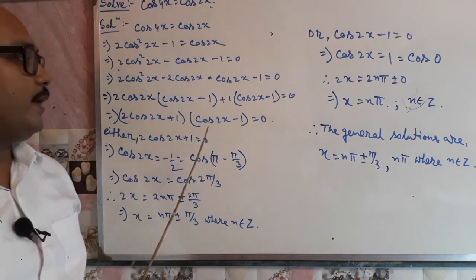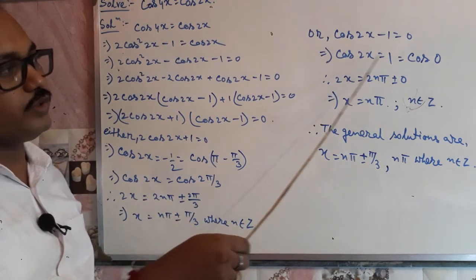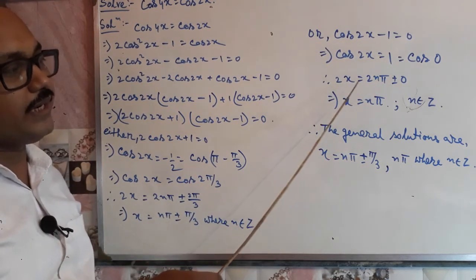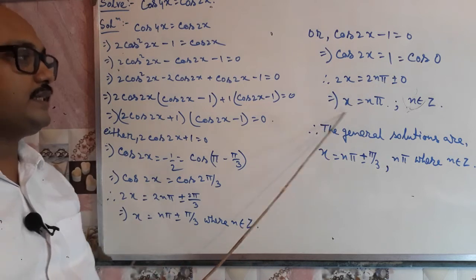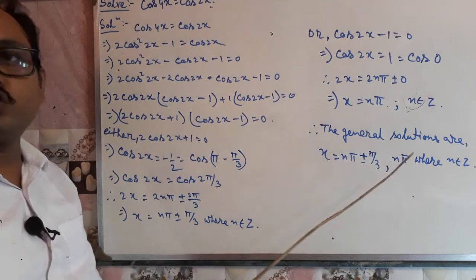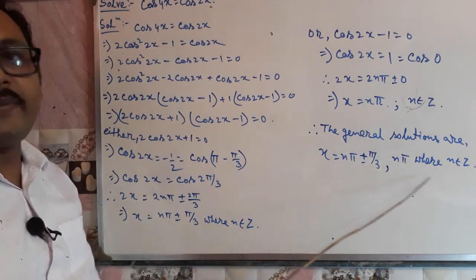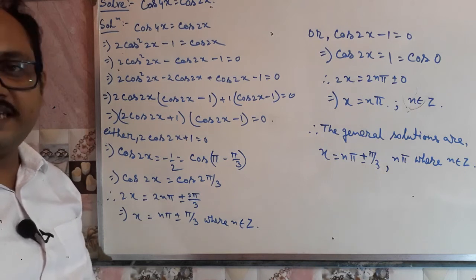Again for this term, that is cos 2x minus 1 equal to 0, that will be cos 2x equal to 1. From that we will get 2x equal to 2n pi, that is x equal to n pi, where n is any integer. So the general solutions are n pi plus minus pi by 3 and n pi, where n is any integer.